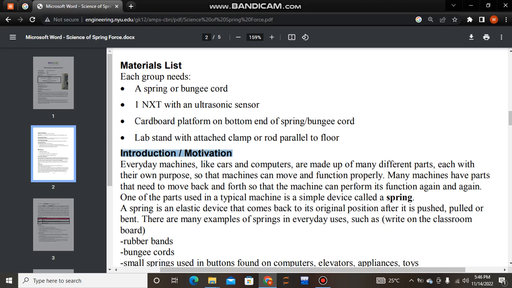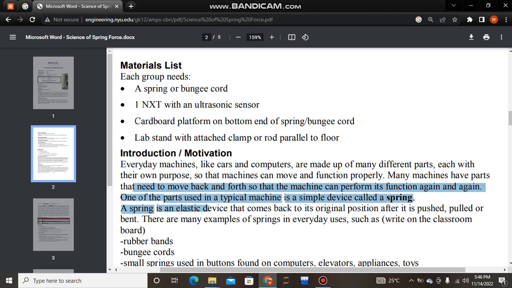Introduction or motivation: every machine, like cars and computers, is made up of many different parts, each with their own purpose, so that the machine can move and function properly. Many machines have parts that need to move back and forth so that the machine can perform its function again and again. One of the parts typically used in a machine is a simple device we call a spring.